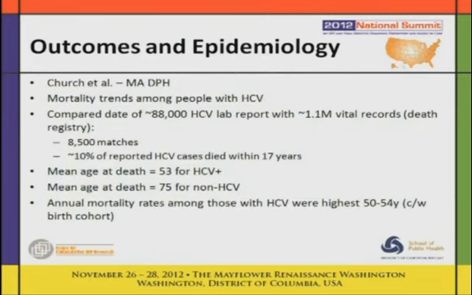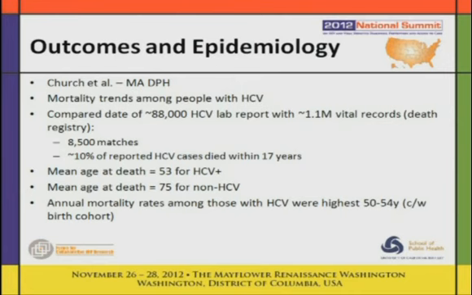And then this final study was, again, Church et al. from the Massachusetts Department of Public Health, looking at the mortality trends among people with hepatitis C. They looked at the 88,000 Hep C lab reports, which is mandatory reporting in Massachusetts, and looked at 1.1 million vital records in the death registry. They crossed them and found 8,500 matches. Approximately 10% of reported Hep C cases had died within 17 years.